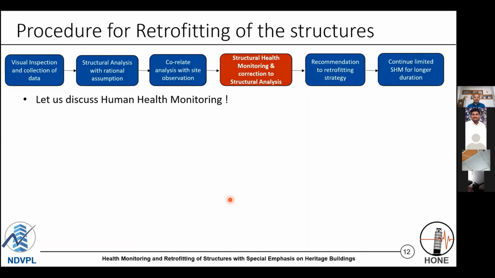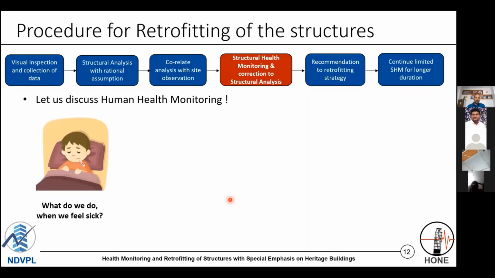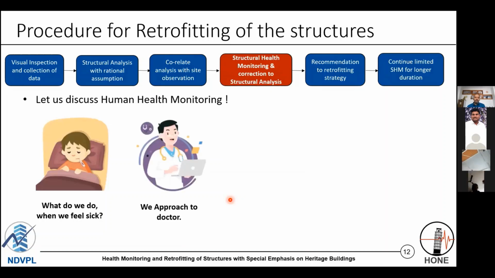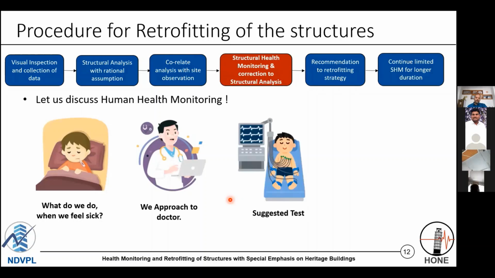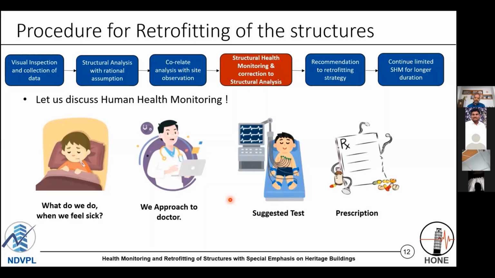Then comes structural health monitoring. So what is this structural health monitoring? What do we do when we feel sick? We approach the doctor. Same, when we have distress in our structure, we approach the structural engineer or the architect. The doctor suggests some tests. It may be a blood test, ECG, EEG, and then gives a prescription. This is all done to safeguard one life.